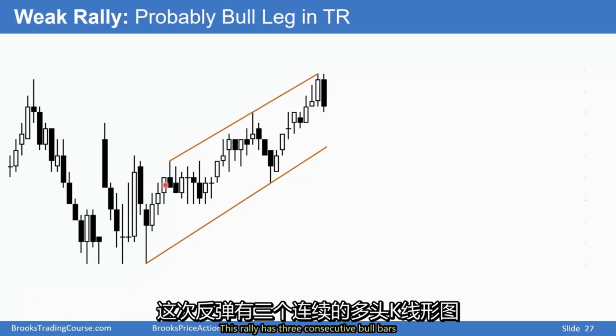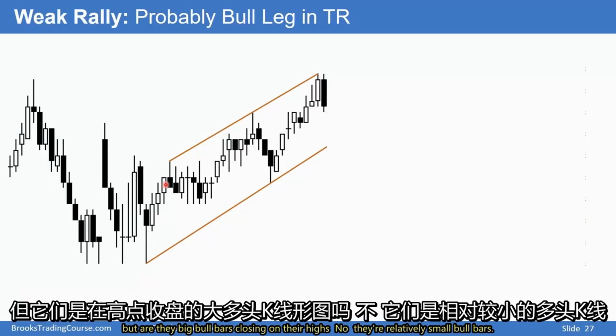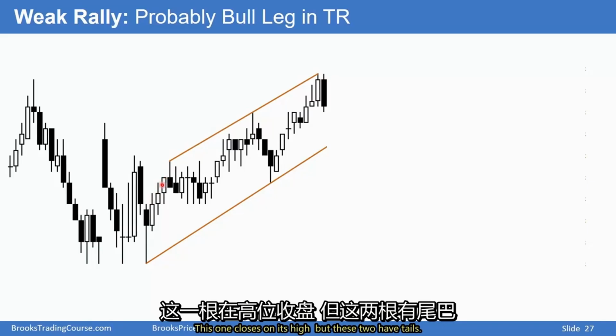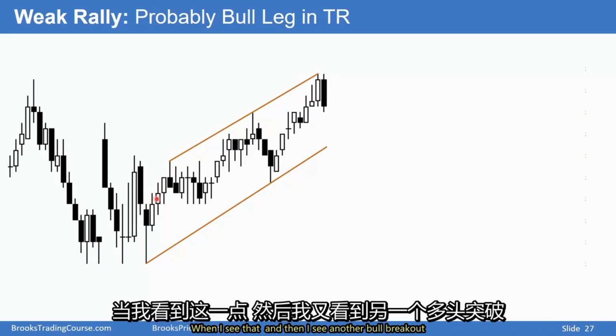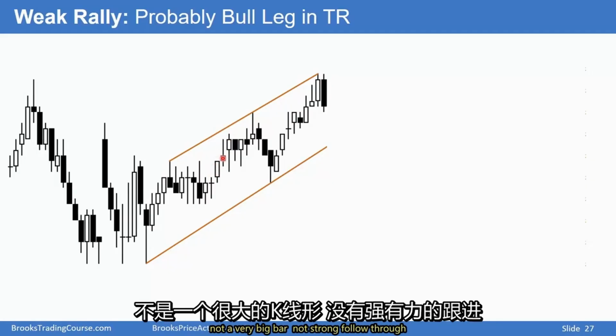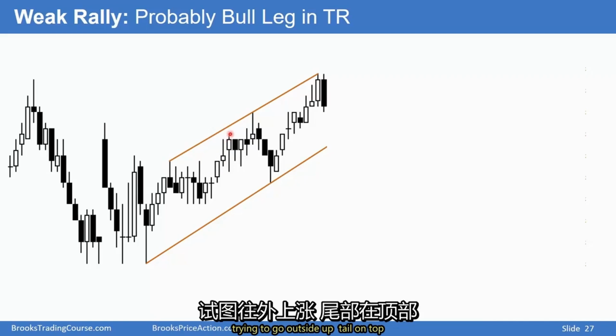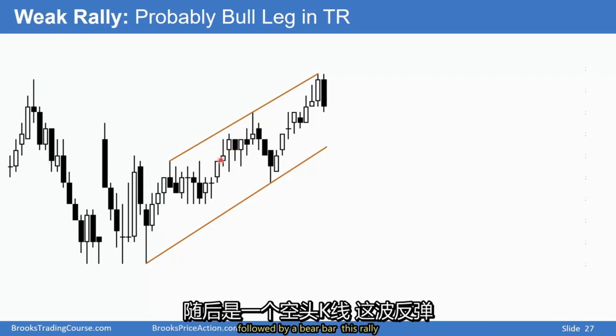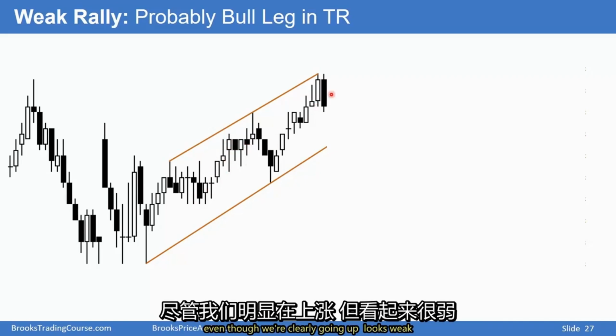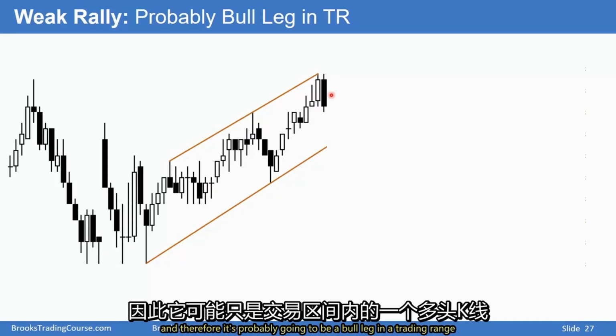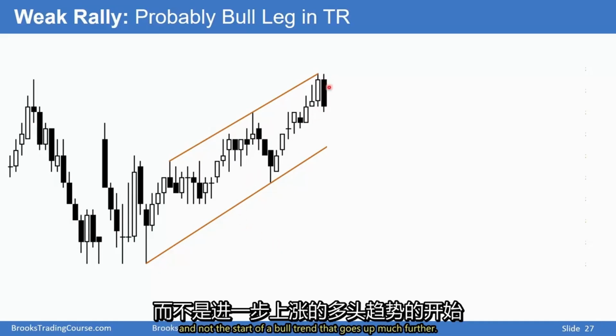This rally has 3 consecutive bull bars, but are they big bull bars closing on their highs? No, they're relatively small bull bars. This one closes on its high, but these two have tails. When I see that, and then I see another bull breakout, not a very big bar, not strong follow through, trying to go outside up, tail on top, followed by a bear bar, this rally, even though we're clearly going up, looks weak, and therefore it's probably going to be a bull leg in a trading range and not the start of a bull trend that goes up much further.